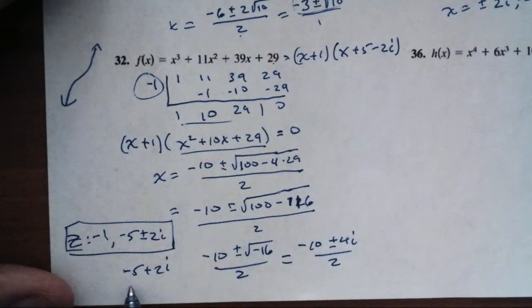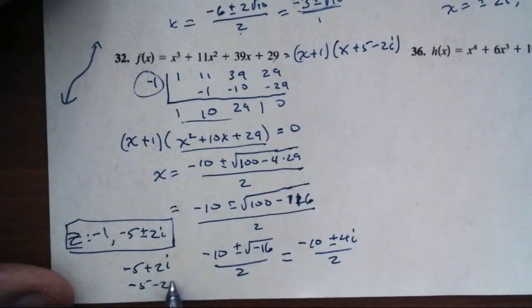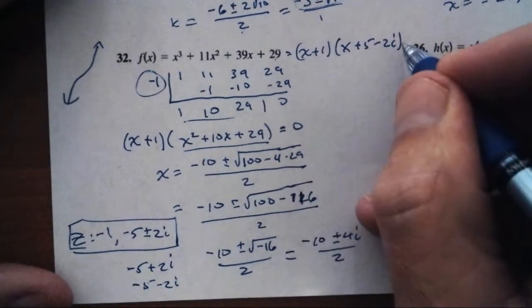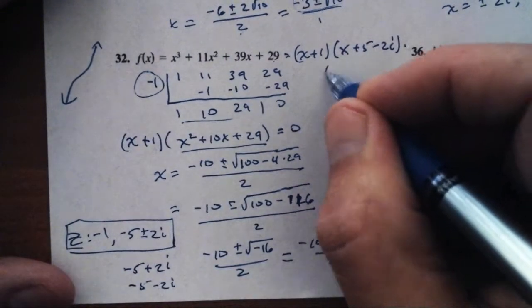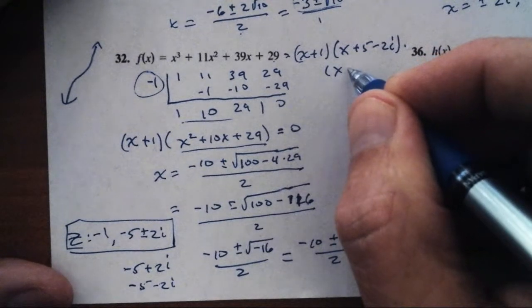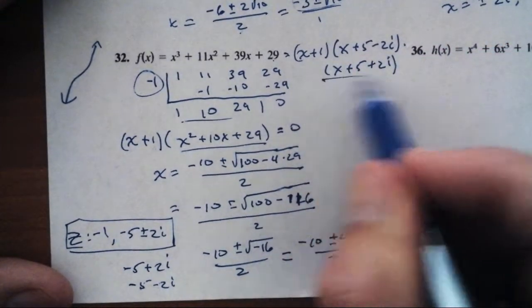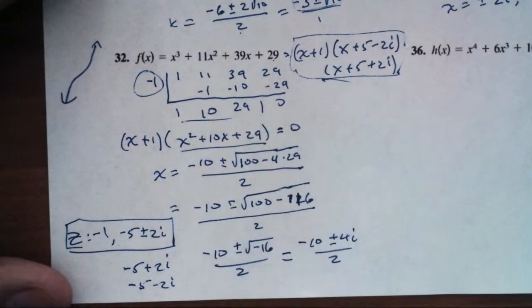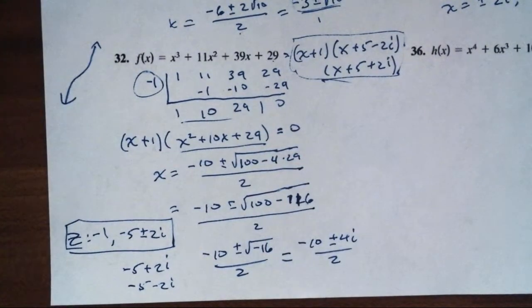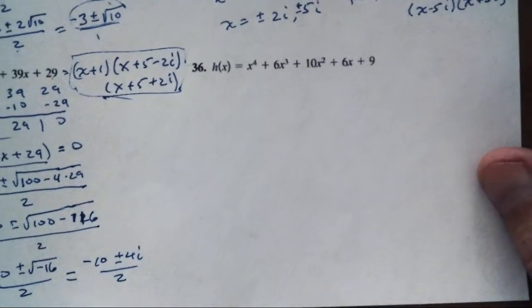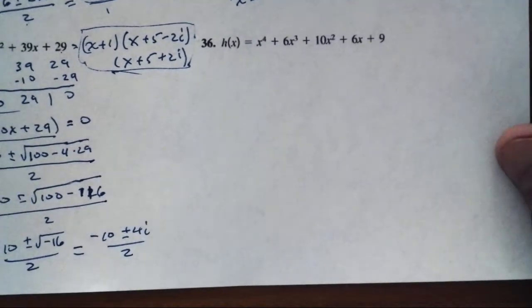And the next one I put in there is going to be negative 5 minus 2i. When I subtract that, I get plus 5 plus 2i. So this is times, again, apologies, x plus 5 plus 2i. So those are my linear factors. All right, I'll do better here with spacing, although we got a lot going on with this one.